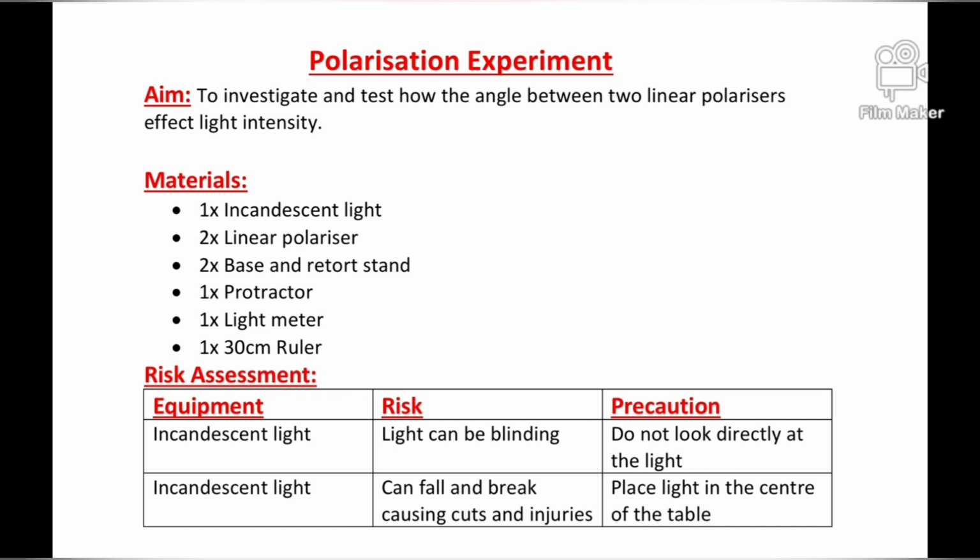Now, the risk assessment for this particular experiment. The equipment: incandescent light. Risk: the light can be blinding. Precaution: do not look directly at the light. Another risk from the equipment: incandescent light source can fall and break, causing cuts and injuries. Precaution: place the light source in the center of the table.